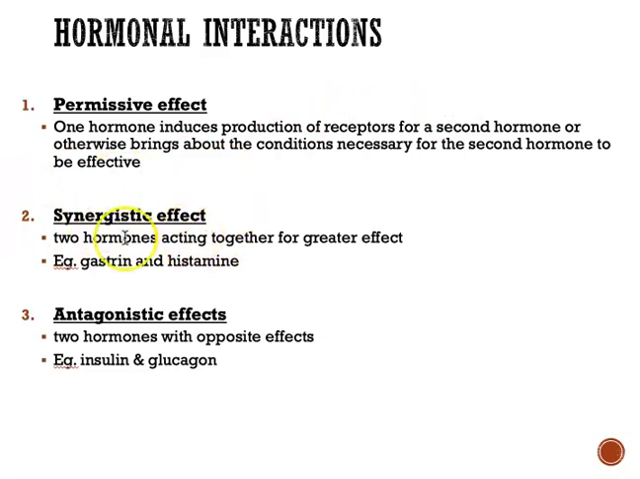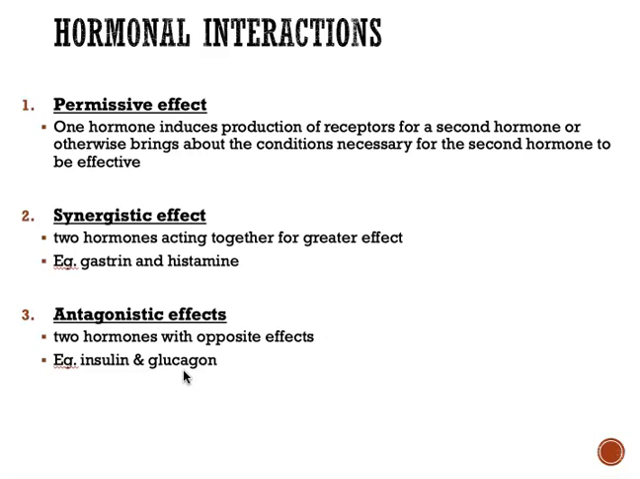There's a synergistic effect, so two hormones acting together will produce an even greater effect. We saw this with gastrin and histamine so far. And sometimes you may have an antagonistic effect where the two hormones do completely different things. So we see that with insulin and glucagon. Insulin makes sure that sugar or glucose is taken from the bloodstream and put into cells. And glucagon does exactly the opposite. It takes stored glucose and releases it into the bloodstream. So they work in opposition to one another, but through their work, we maintain homeostasis.